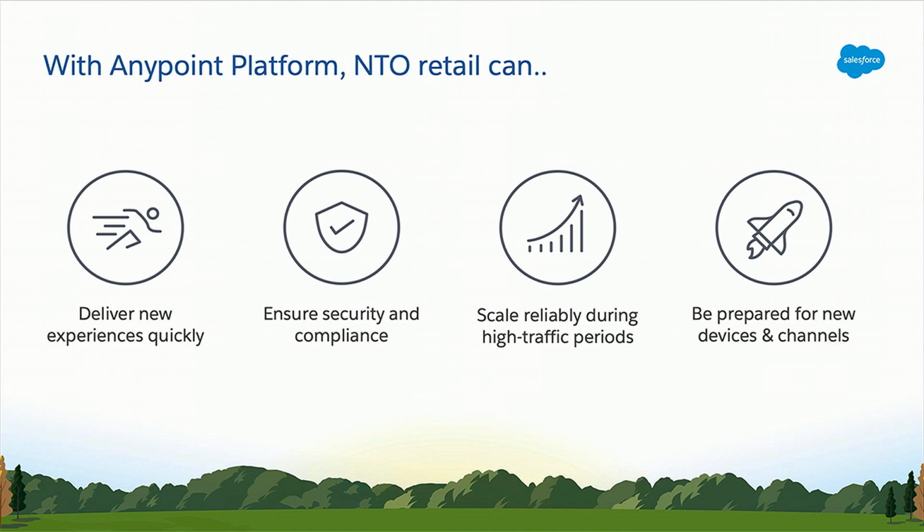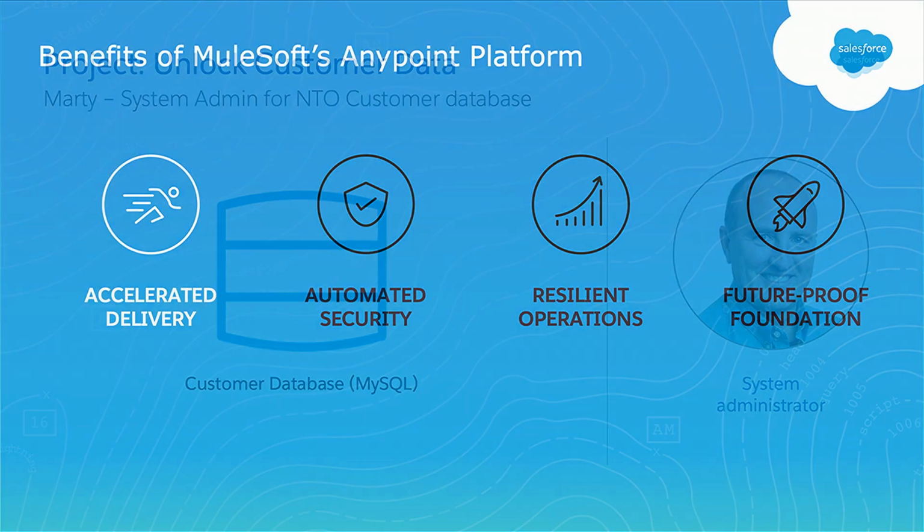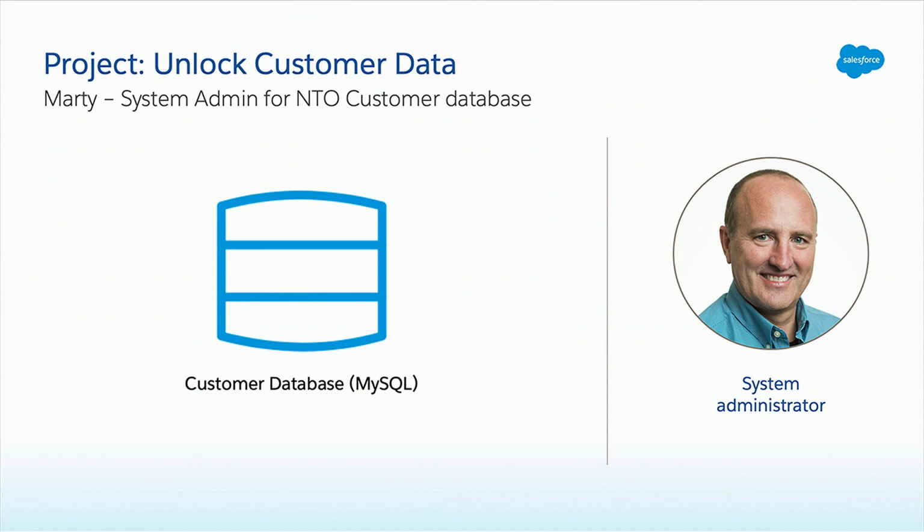And with using Anypoint Platform, what NTO will be able to do, and what we will see in this demo, is we will deliver these new experiences quickly. We'll make sure the APIs and the integrations that we build are safe and secure to the utmost standards. We'll make sure that the APIs that we build are able to scale as the demand from our customers and from our internal folks grow. And then lastly, we will be prepared for new channels as they arrive. So to get started, we are going to look at the first benefit, which is how do we accelerate delivery, or how do we make projects faster.